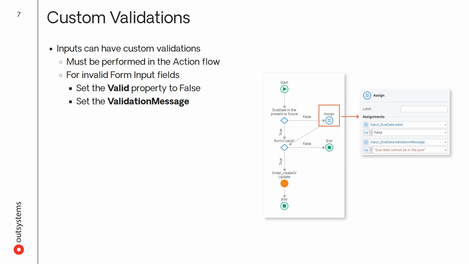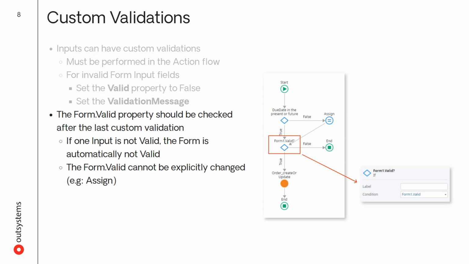Besides the inputs, the form also has a valid property. This property should be checked right after the last custom validation. The valid property of the form is automatically set to false when at least one input field of the form is set to not valid. This property cannot be explicitly changed in the logic, and is managed automatically by the platform. This final check is important to make sure that all the validations were successful, and if not, avoid executing the happy path of the flow that will potentially store data in the database.